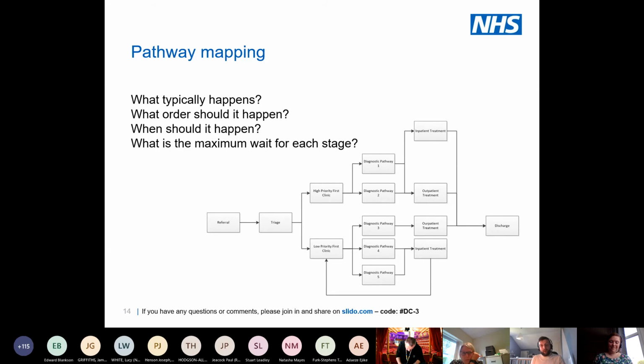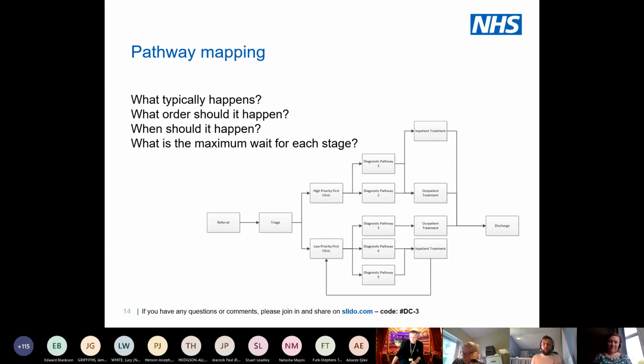But essentially, what you're trying to do is work out what typically happens. So how do you expect patients to move through your service normally? In what order does that happen? So, they're going to have their referral, their first appointment, some sort of diagnostics, perhaps some sort of pre-assessment, into theatres, into recovery, into follow-ups. So what order does this normally happen? When should it happen? So within 6 weeks, you want your diagnostics done, and then obviously within maybe 10, 12, 14 weeks, you want your surgery done.